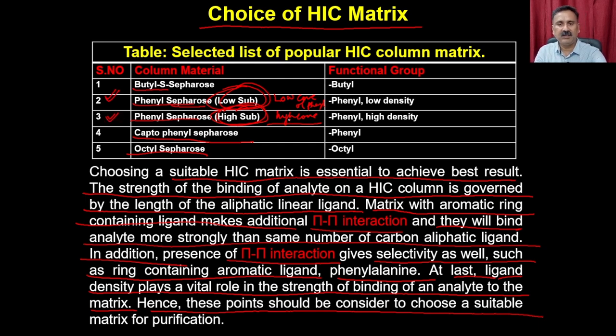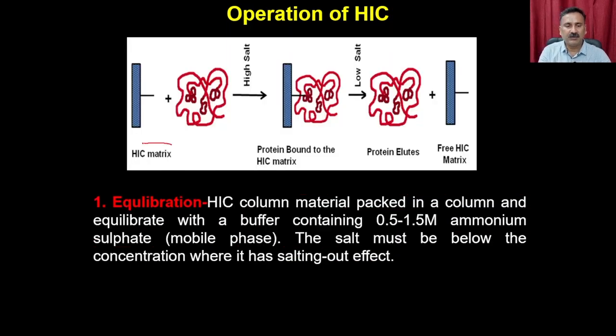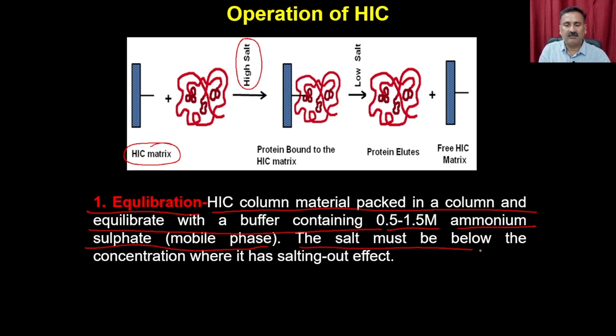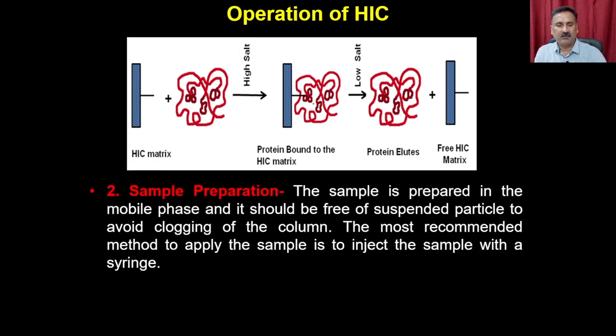Now how are you going to perform the hydrophobic interaction chromatography? First, you are going to do the equilibration. So in step one, the HIC column matrix is packed in a column and equilibrated with a buffer containing 0.5 to 1.5 molar ammonium sulfate, right? When you put the high salt into the equilibration buffer, the salt must be below the concentration where it has a salting out effect. So when you put the high concentration, it is going to remove the hydration shell from the protein, and it is going to expose the hydrophobic patches. And as a result, the functional group present on the matrix is going to bind these hydrophobic patches.